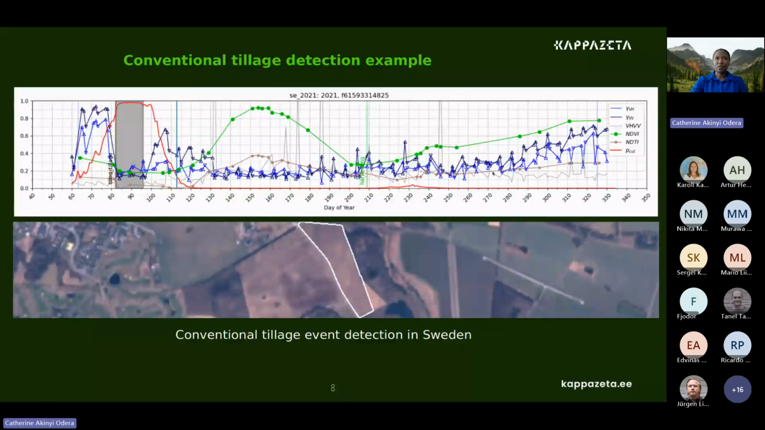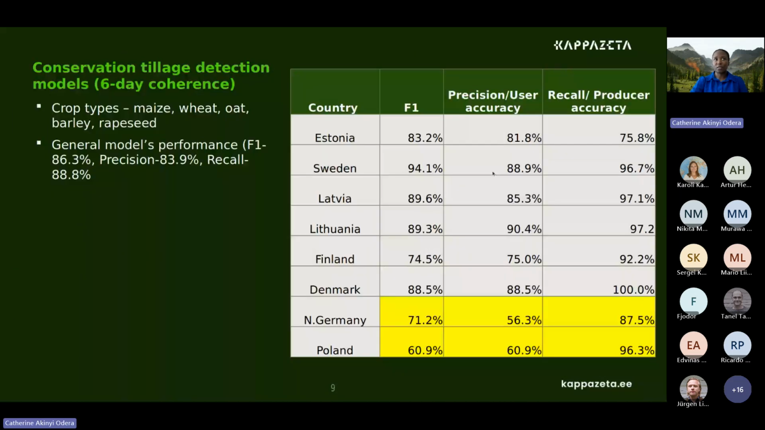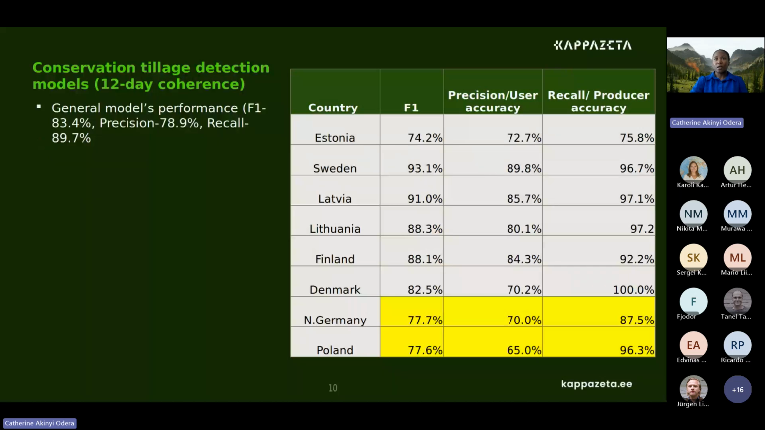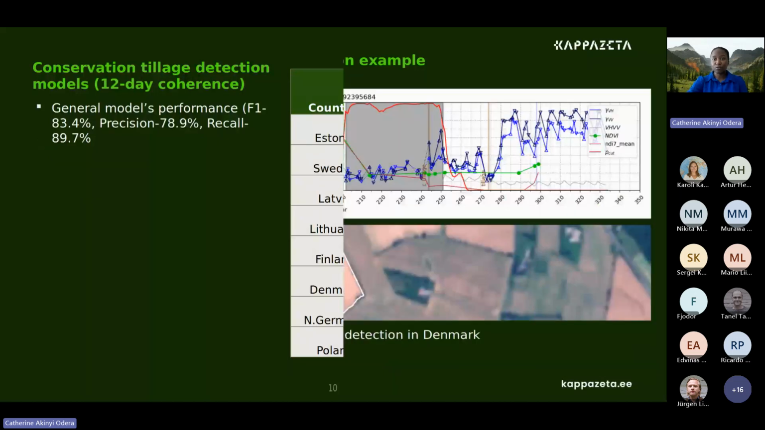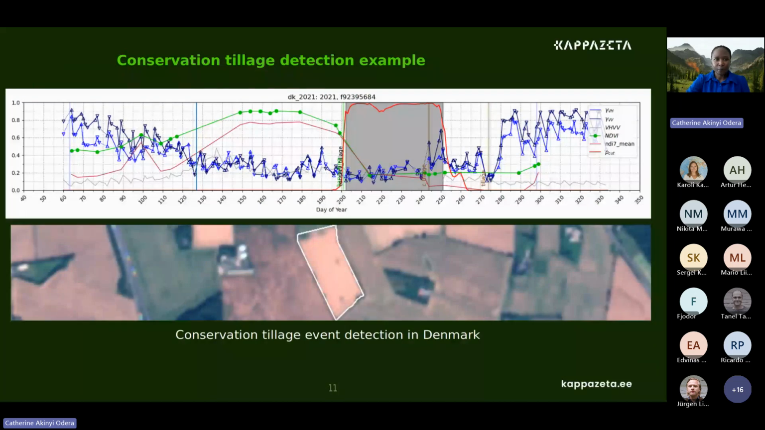But ideally, our main objective was to try and show that conservation tillage detection is actually possible, and we were able to actually do that. I think that brings us to the end of the results section.